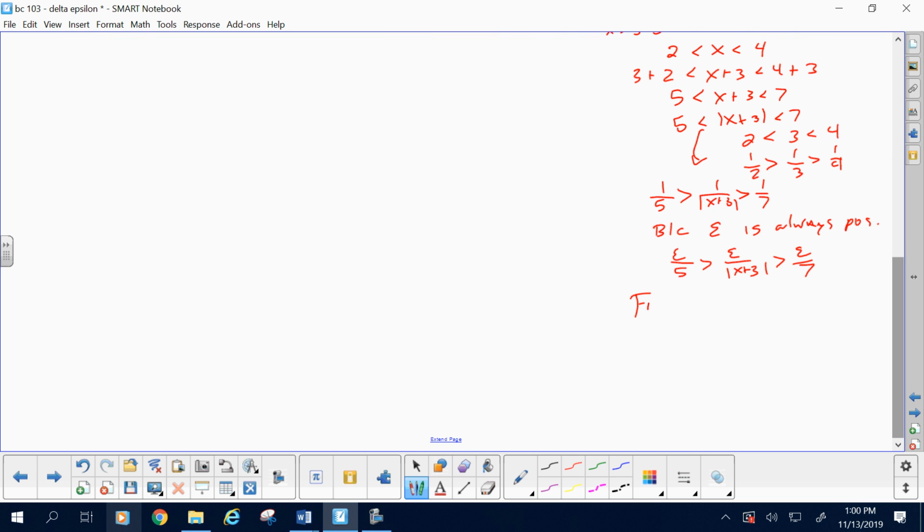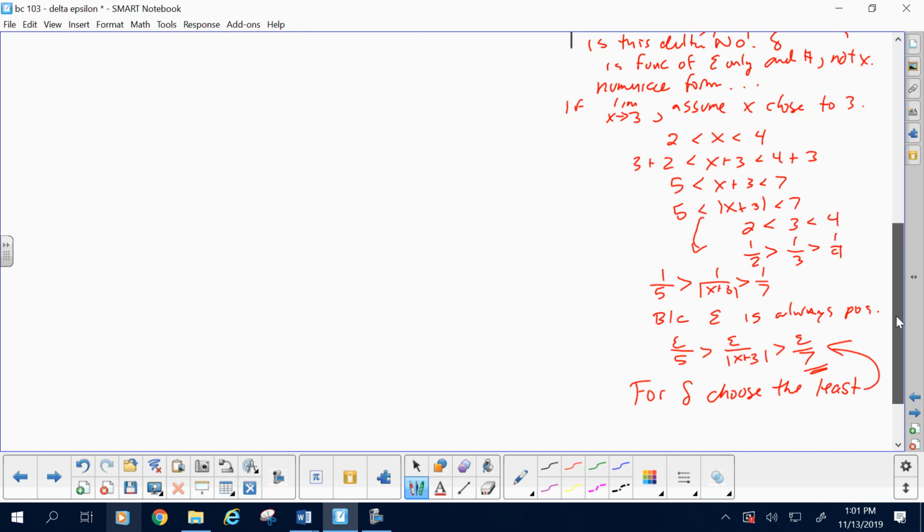For delta, choose the least. You're going to choose the lesser of the whole bunch. In this case, that's epsilon over 7. Now I'll show you why that helps you. Are you cool? That's all the scratch work you do in finding delta.